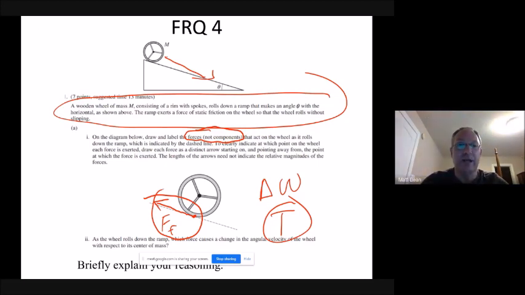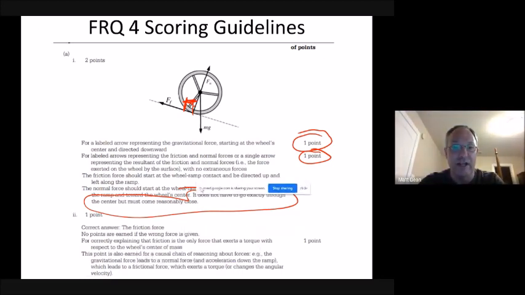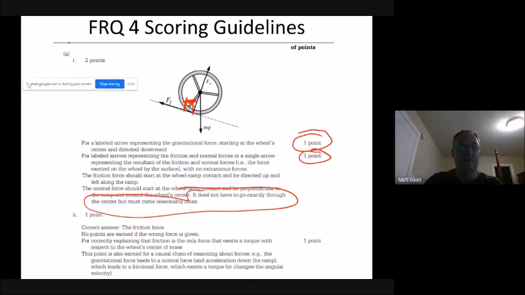And if we look at the explanation of the reasoning here, so again, frictional force, explaining that the friction is the only force that exerts a torque. It's the only force that's not acting on the center of the object, and going from there. So that's 1 point for that part, essentially. You got 1 point for saying frictional force and for saying it's the only force that exerts torque.